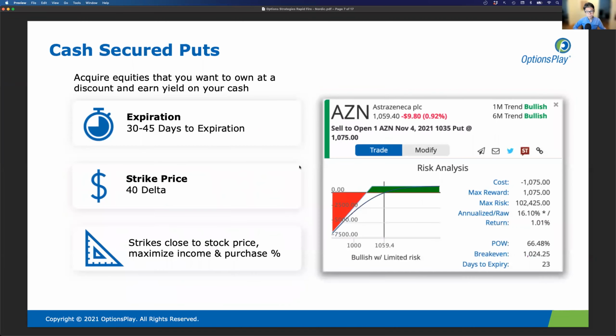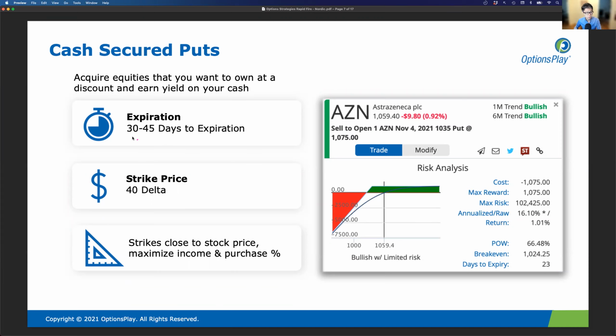Perfect. Okay, so let's move on to cash secured puts. This is the second strategy. This is, in my opinion, the most underutilized strategy by investors, because if you're thinking about buying a stock, you should think about selling a cash secured put. It allows you to buy the stock at a lower price, at a discount. And even if the order never gets executed, you get to keep the premium. And many times that premium is a fair sized premium.